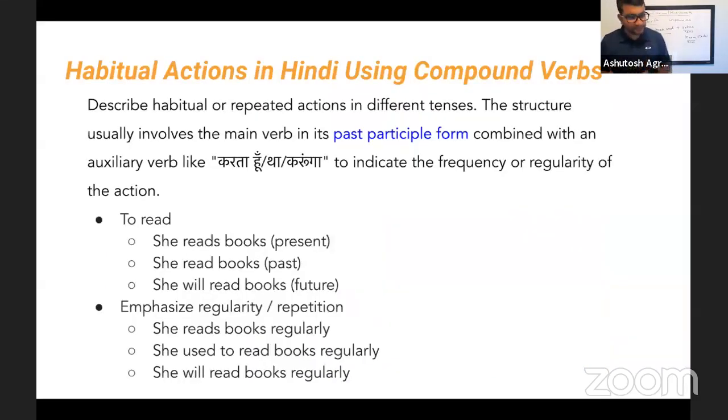Basically, the summary of the class is that we will learn about habitual actions in Hindi using compound verbs. What are habitual actions? Things that you do regularly. For example, if you are a Hindi student studying Hindi regularly, one way is to say I study Hindi, versus wanting to emphasize that you study Hindi, but regularly. You want to say I study Hindi regularly.